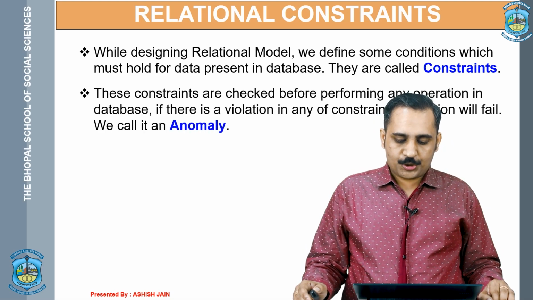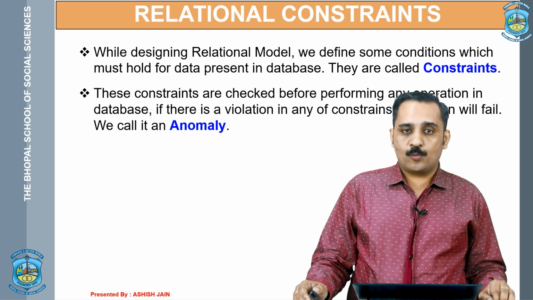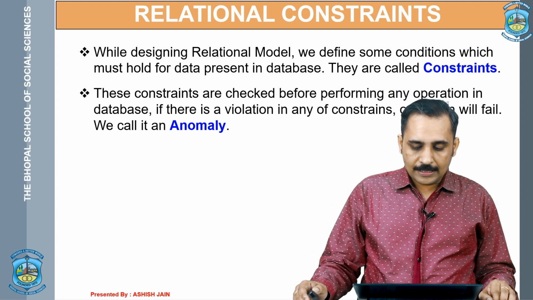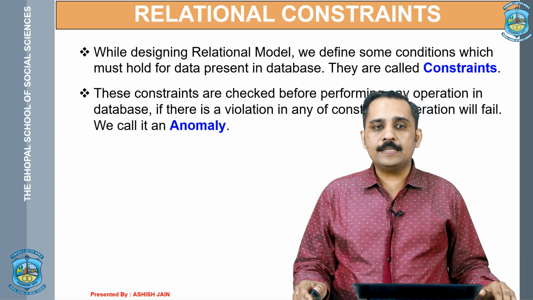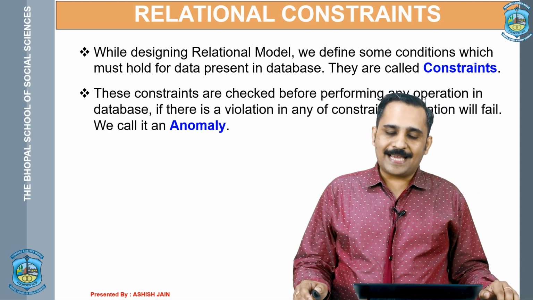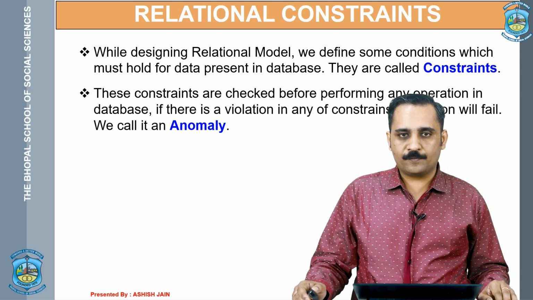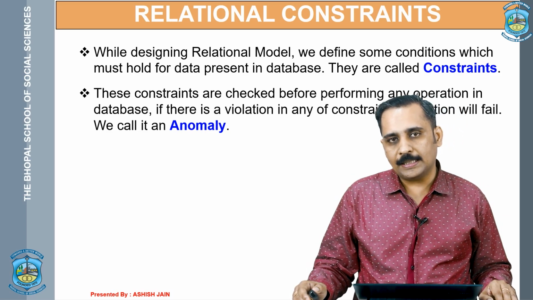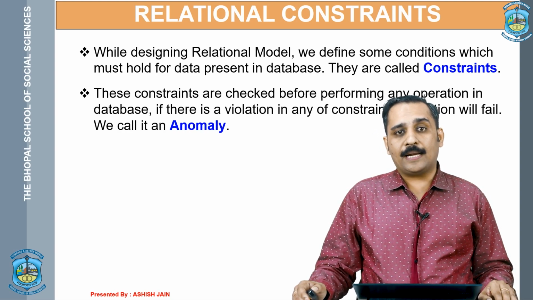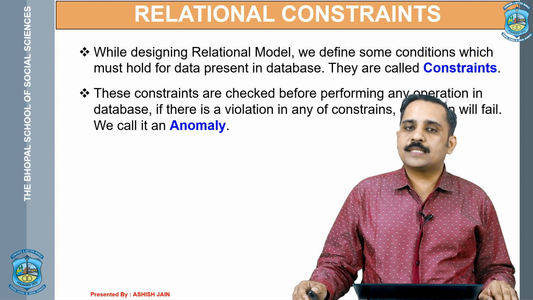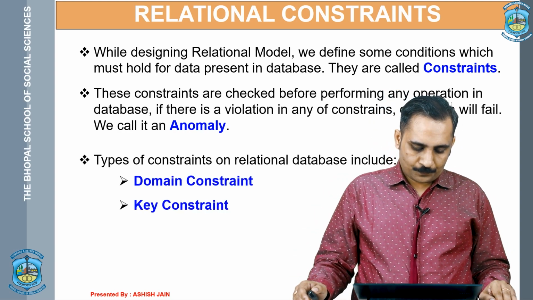These constraints are checked before performing any of the operations in the database. If there is a violation in any of the constraints, the operation will fail. We call this an anomaly. Anomaly means a situation which is not desirable. So in a database we can have anomaly at three different places. First, at the time of insertion of data, second at the time of updation of data, and the third at the time of deletion. So we have insertion anomaly, updation anomaly, and deletion anomaly.